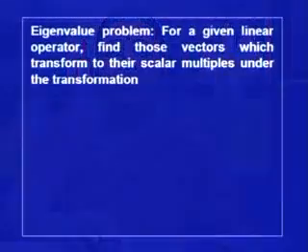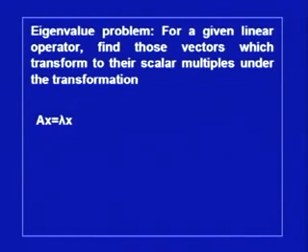To start this topic, I will first like to review what we have done in the eigenvalue problem. By eigenvalue problem, we mean that for a given linear operator, find those vectors which transform to their scalar multiples under the transformation Ax is equal to lambda x, where A is a square matrix associated with the linear operator, x is called an eigenvector and lambda is the associated eigenvalue.